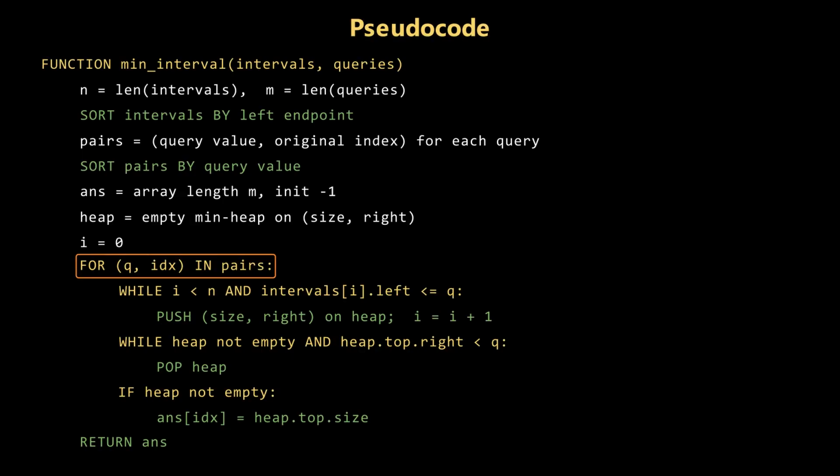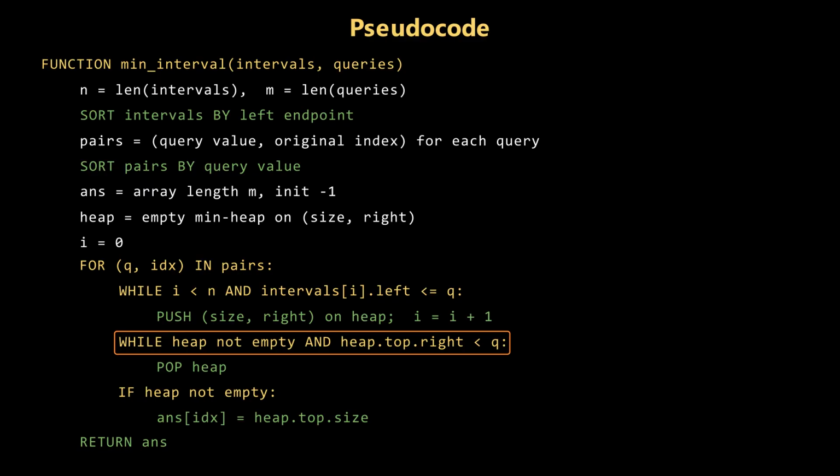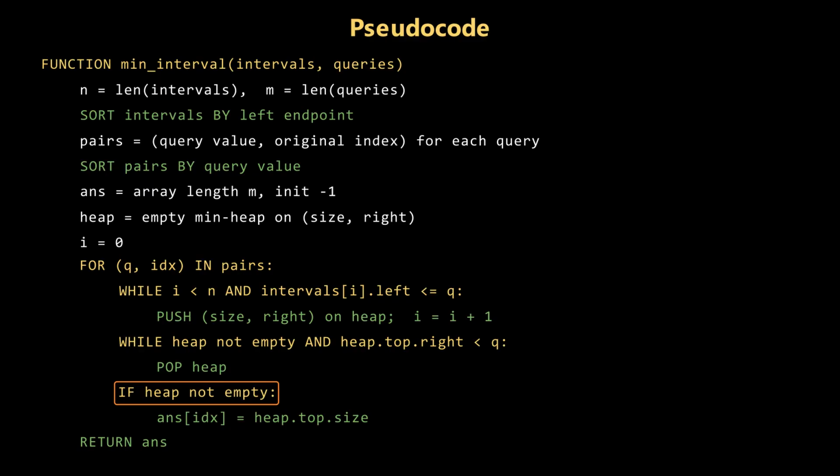Walk queries in sorted order. While the next interval has already started at this query, push it. Push its size and right end, advance i. Drop heap tops whose right end is before the query, they expired. Remove the minimum entry from the heap. If anything remains, the top has the smallest size among actives. Write that size into the answer at the original query index. Return all answers in input query order via the stored indices.